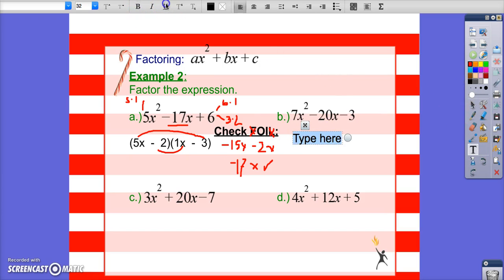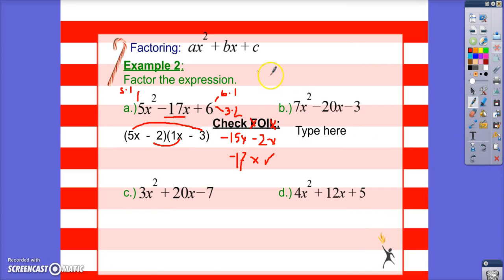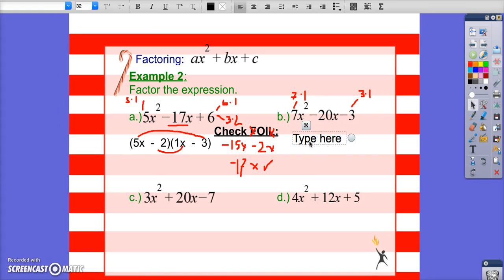So for B, we have what? 7 and, maybe I should write these first. Okay. So what are my factors? 7 times 1 and 3 times 1. So these are nice because they're prime numbers. We don't have a lot to work with. Maybe we have enough to work with. So I'm going to put 7x in one parenthesis and 1x in the other.